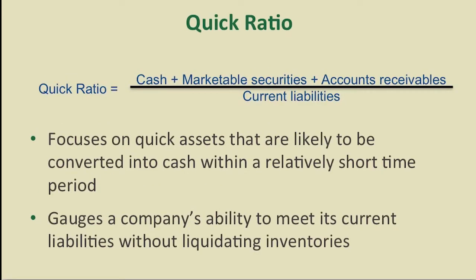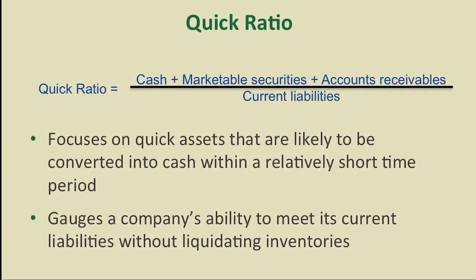The second ratio we're going to use to analyze current liabilities is the quick ratio. Quick ratio is very similar to the current ratio. Both ratios talk to current liabilities. Quick ratio equals cash plus marketable securities plus accounts receivable, the summation of these three items being called quick assets, divided by current liabilities. So this ratio focuses on quick assets that are likely to be converted into cash within a relatively short time period. So this ratio will be smaller than the current ratio.